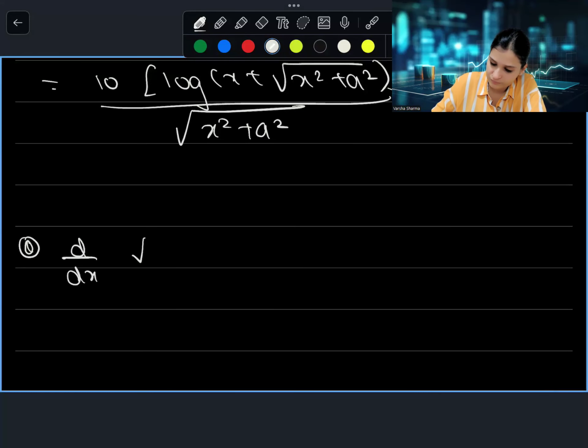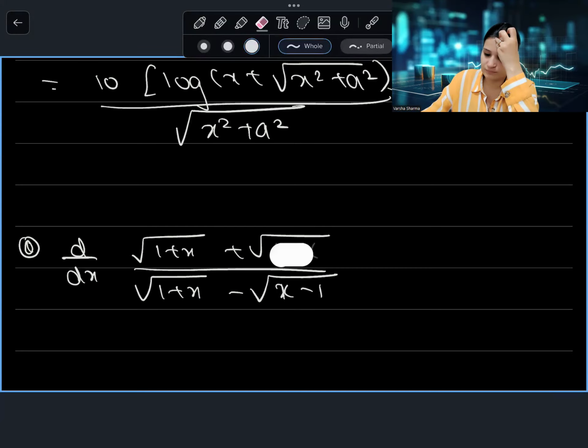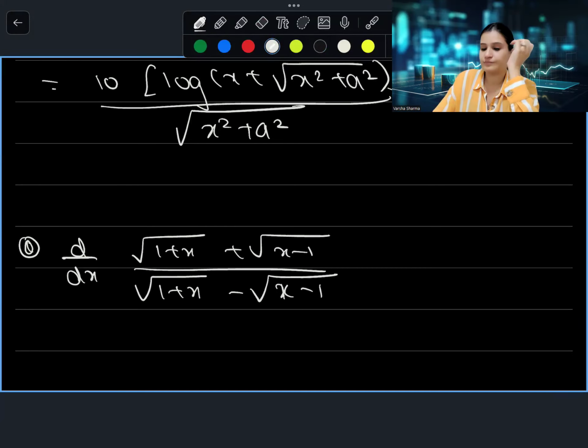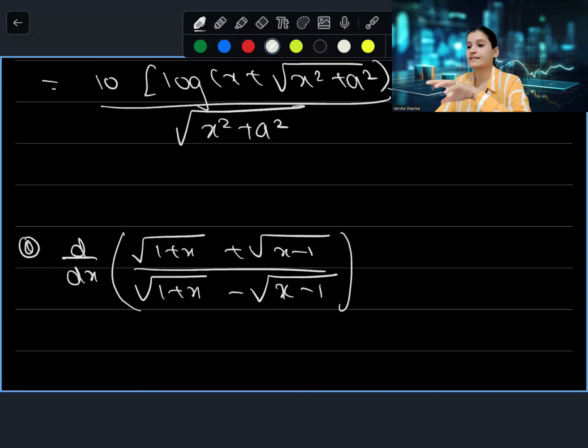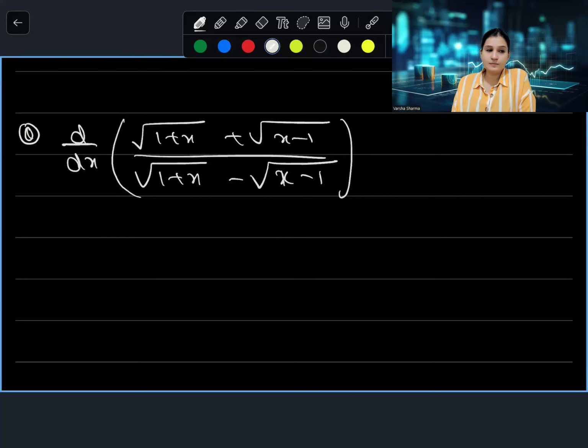Differentiate this. First tell me how we will do it, only then use your U by V. First you rationalize this. First rationalize your term.